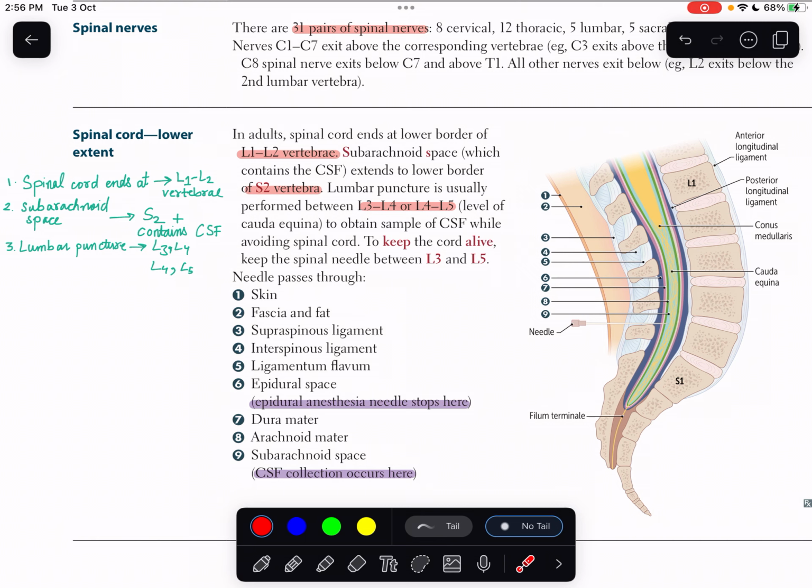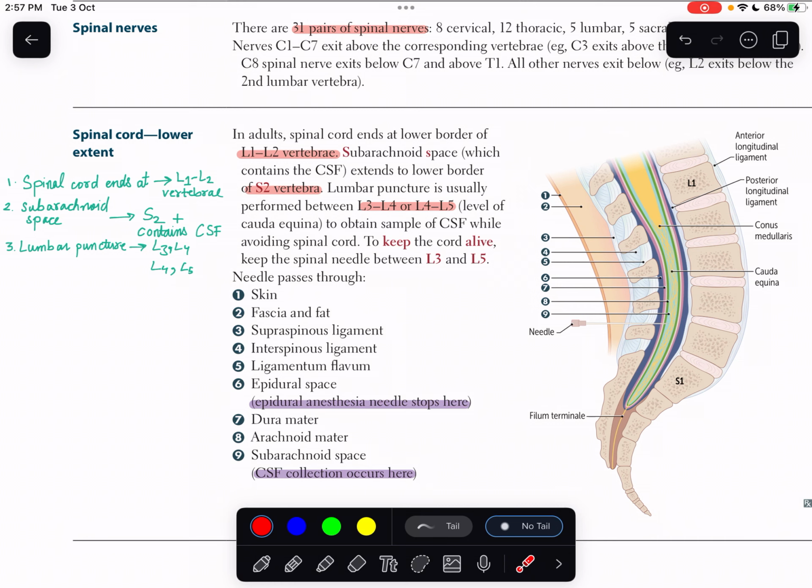Then the lumbar puncture is done after the area where the spinal cord ends, which means that after L1 and L2, there is L3 and L4, L4 or L5. So after L2, that would be your area to do lumbar puncture. That would be L3, L4 or L4 or L5, just beneath L2.